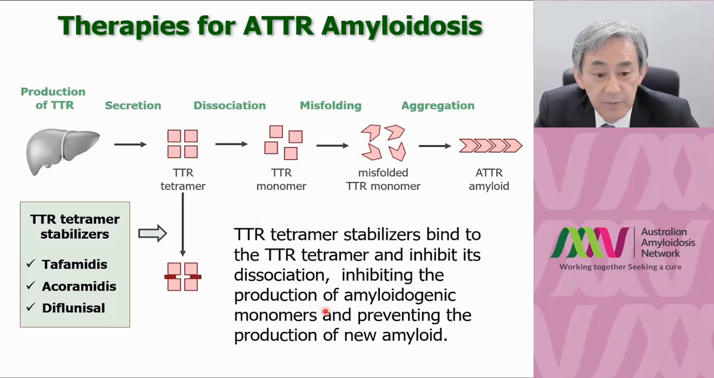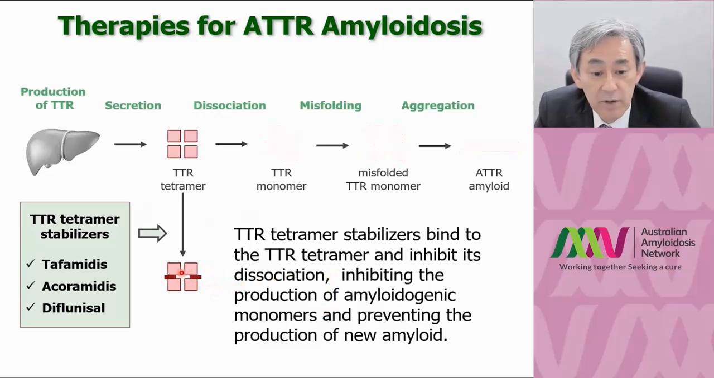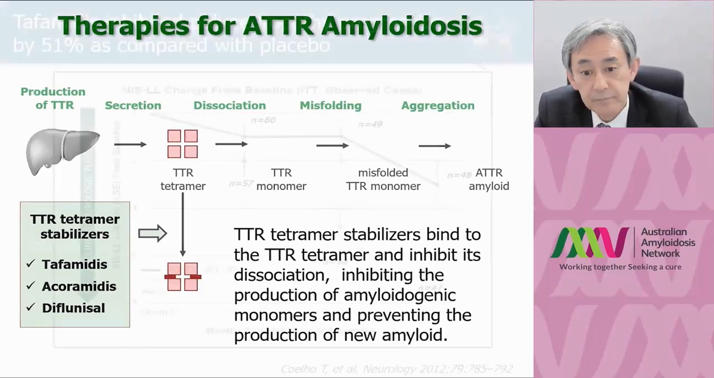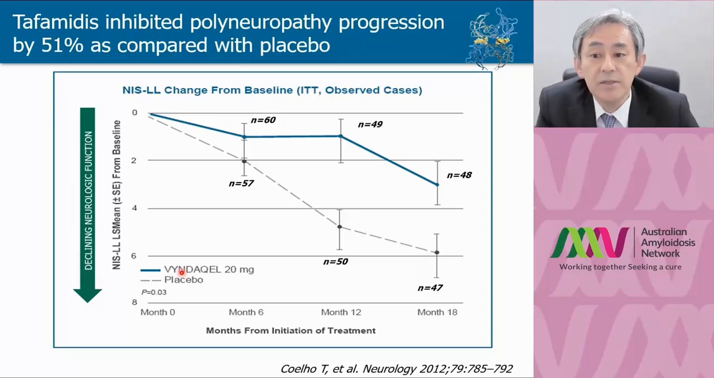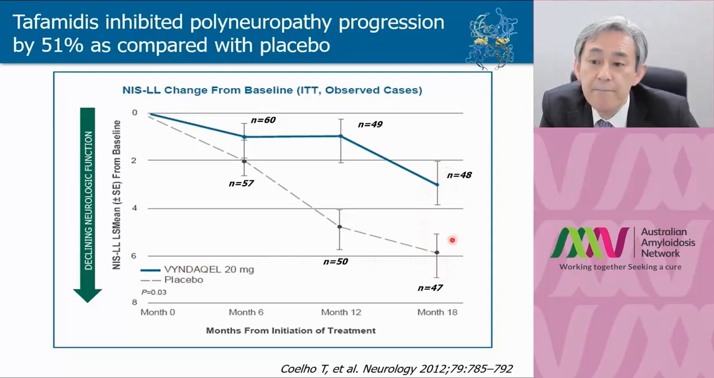TTR tetramer stabilizers bind to the TTR tetramer and inhibit its dissociation, inhibiting the production of amyloidogenic monomers and preventing the production of new amyloid. This slide shows the result of the clinical trial of tafamidis. As you can see, tafamidis inhibited polyneuropathy progression by 51% as compared with placebo.